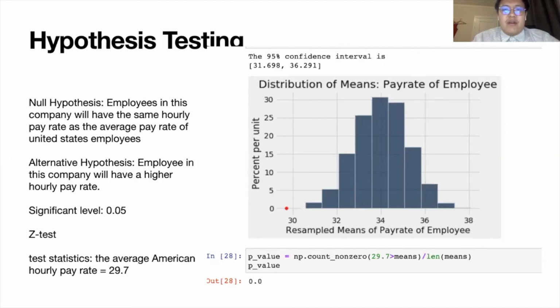We find the 95% confidence interval, and we find that our test statistic doesn't fall into this confidence interval. We also compute the p-value. The p-value is 0, which is much smaller than our significance level of 0.05. Therefore, we can conclude that we have enough evidence to reject our null hypothesis and accept our alternative hypothesis that employees in this company have a better hourly pay rate.